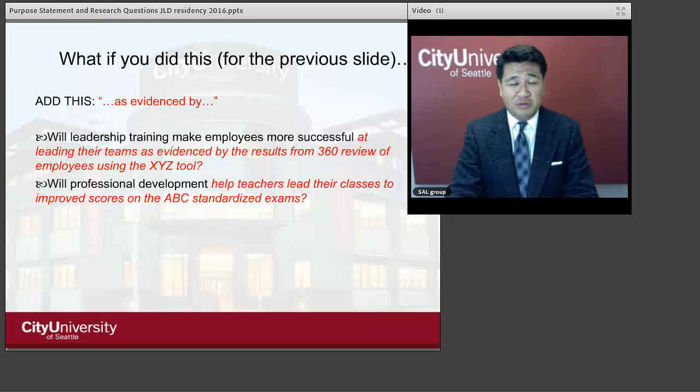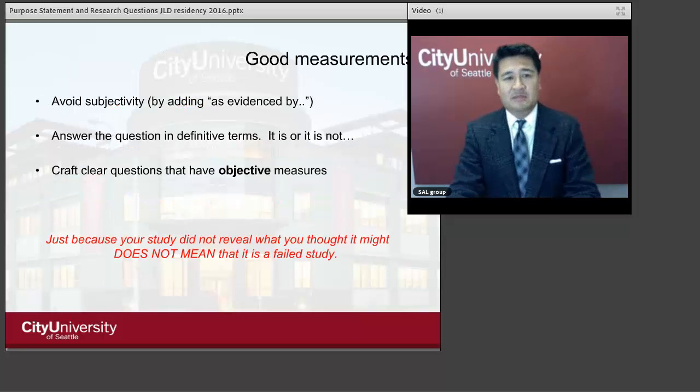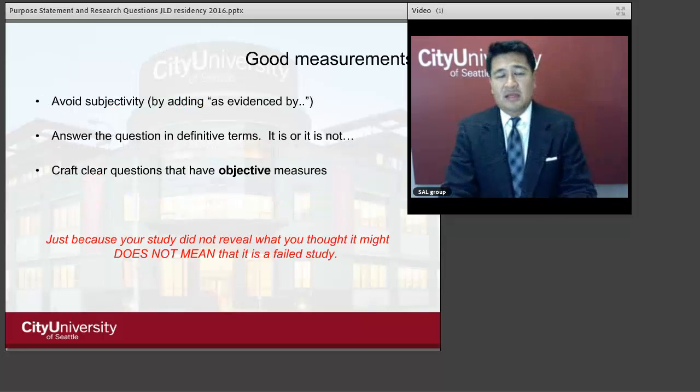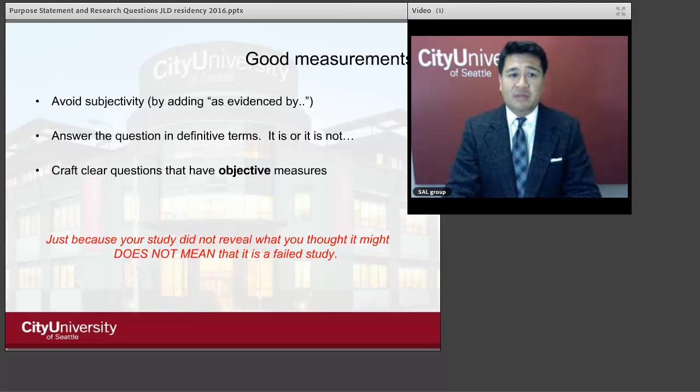A lot better research question. Here's the second one. Will professional development help teachers lead their classes to improve scores on the ABC standardized exams? A lot better. Now, with research questions, you want to avoid subjectivity. The key is to have that word, phrase, or even the concept of as evidenced by.